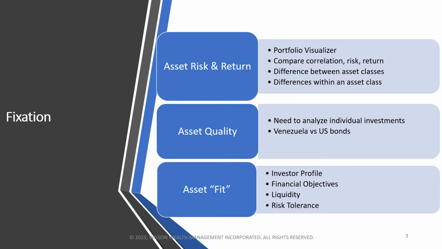You also always have to look at the asset quality. And that's not just, okay, here's the risk, here's the return, here's the correlation. You need to assess individual investments. Government bonds. Is a Venezuela government bond today the same as a US or Canadian bond? No. So again, don't just say, oh, government bonds, this is the correlation, I'm going to add it to my portfolio. You always have to look at asset quality.